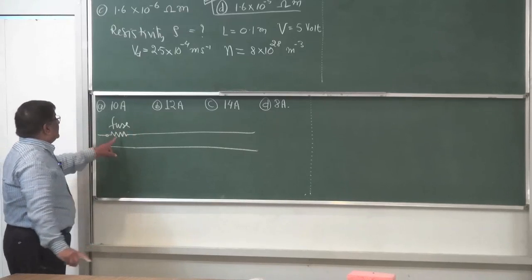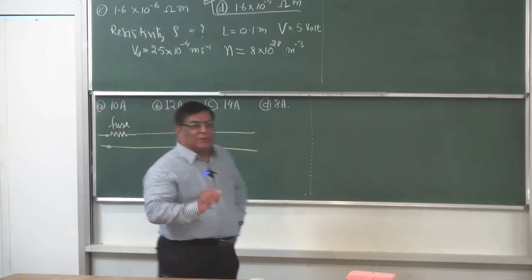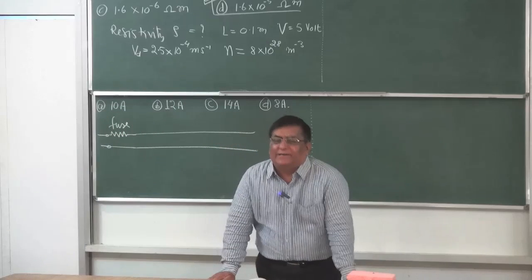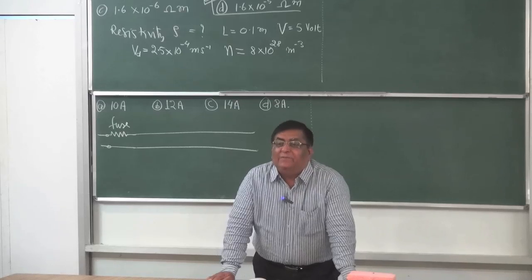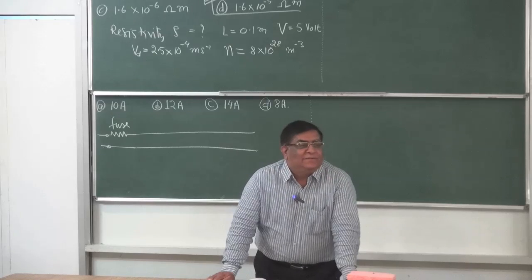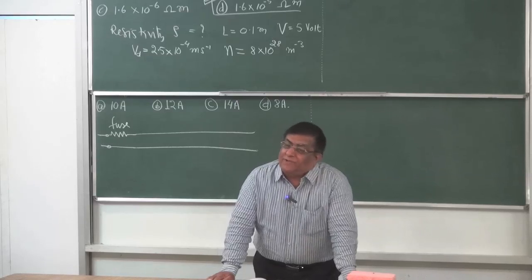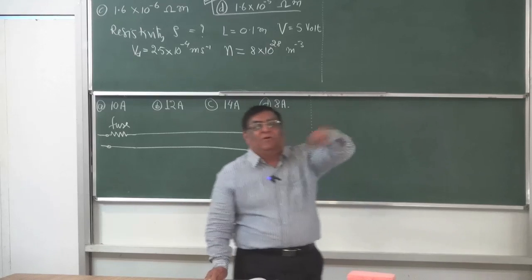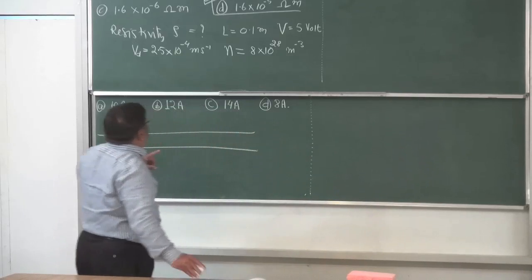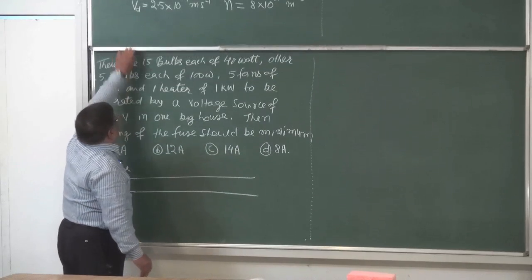What is asked? What should be the rating of the fuse? How do we decide the rating of the fuse? We calculate how much current is required in the circuit, and our fuse will be slightly more than the current required. Not very high. If it is very high, it will allow very high current, and then the complete circuit will burn out. So then how is the load connected? See how the load is connected.